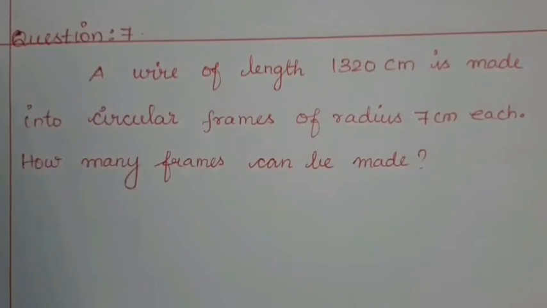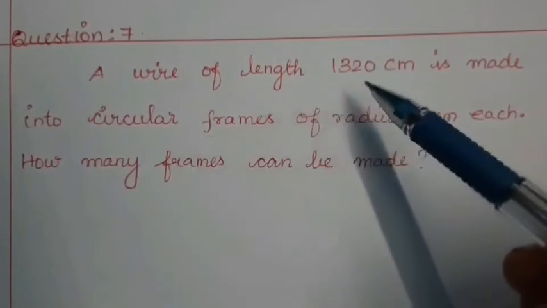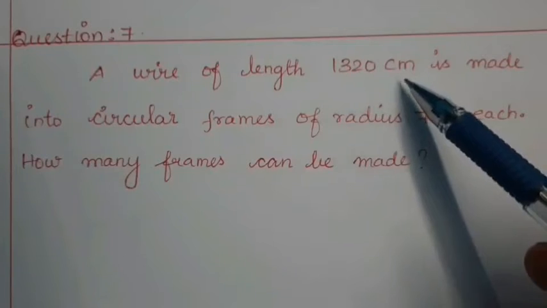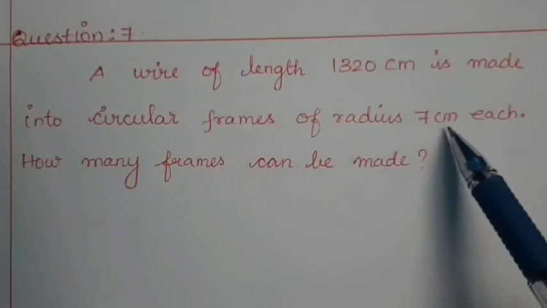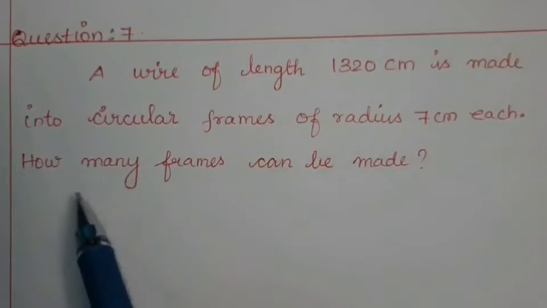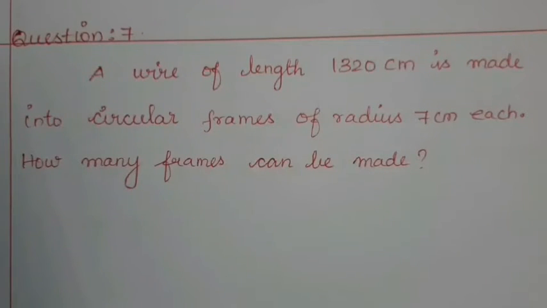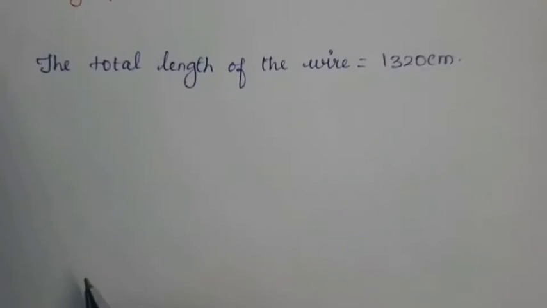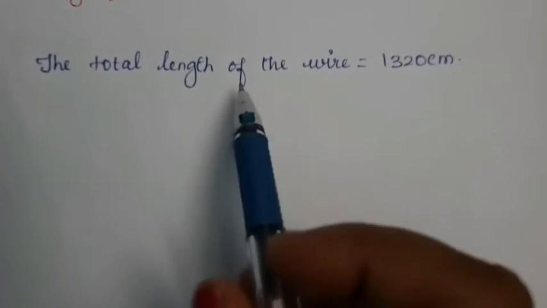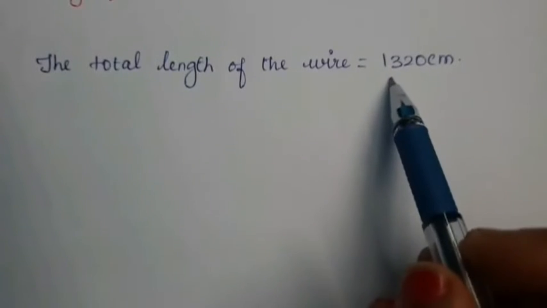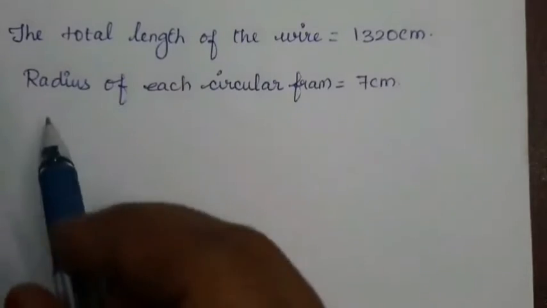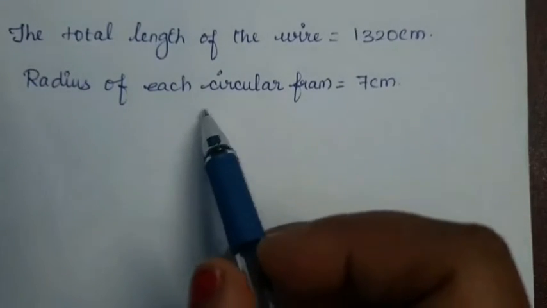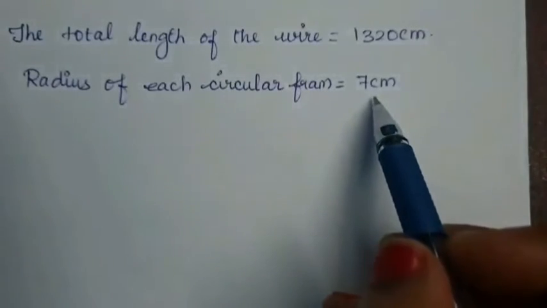Question number 7. A wire of length 1320 centimeter is made into circular frames of radius 7 centimeter each. How many frames can be made? By the question, the total length of the wire is equal to 1320 centimeter. The radius of each circular frame is equal to 7 centimeter.